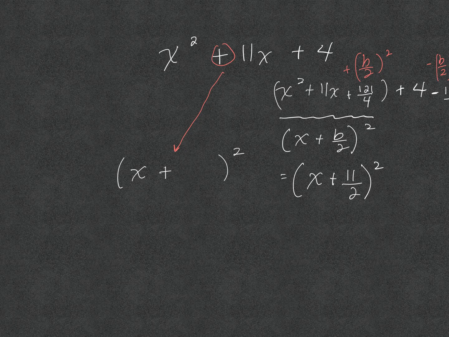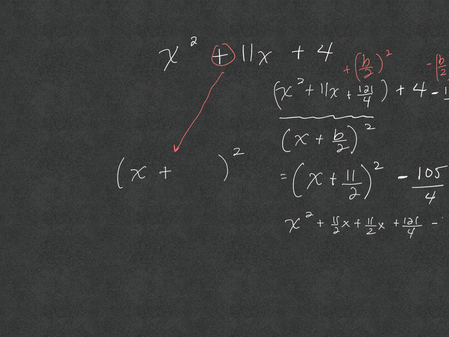Okay, now over here, I have a 16 over 4 minus 121 over 4. And that's going to be negative 105 over 4. Okay? And if you want to check this, you can. So if you want to check this real quick, you can check this by multiplying it out. X squared plus, you'd have 11 over 2x plus 11 over 2x plus 121 over 4.